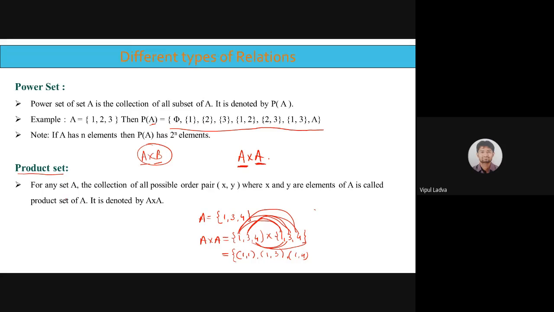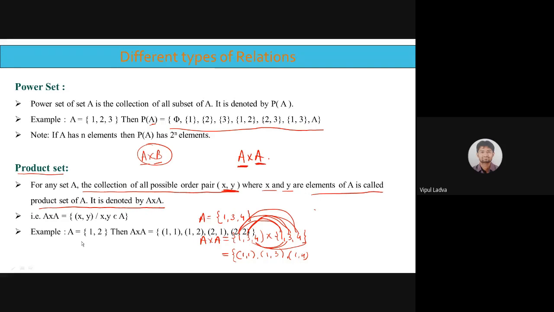So if you go through the definition, the collection of all possible ordered pairs x, y, where x and y both are elements of set A, is called the product set of set A, and it is denoted by A cross A. Very good. Let me give you one of the examples. Yes, here it is.